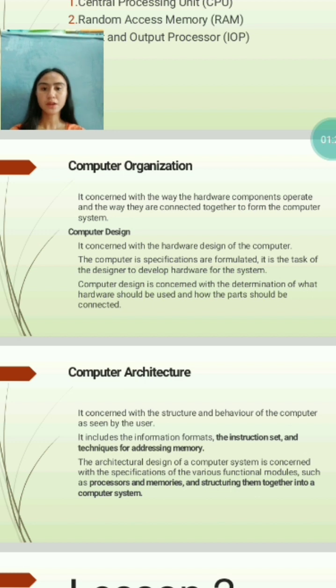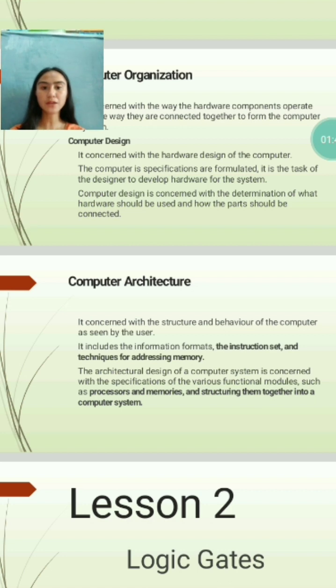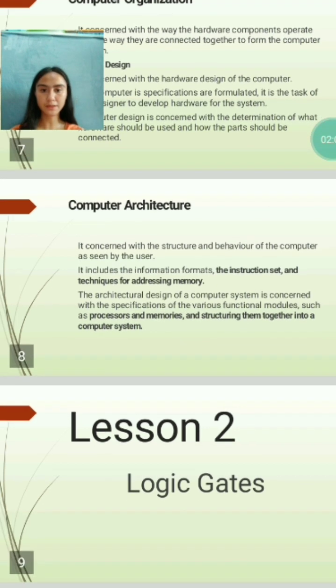Computer organization. Computer organization is concerned with the way the hardware components operate and the way they are connected together to form the computer system. Computer design is concerned with the hardware design of the computer. The computer's specifications are formulated. It is the task of the designer to develop hardware for the system. Computer design is concerned with the determination of what hardware should be used and how the parts should be connected.